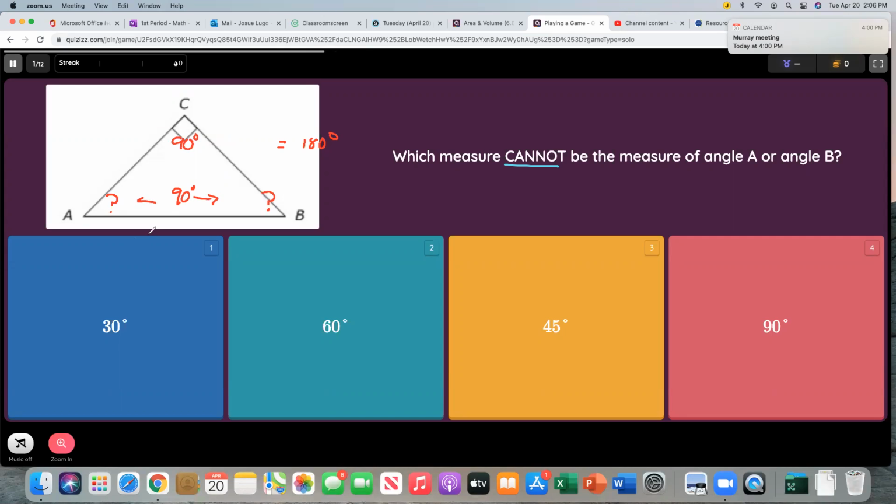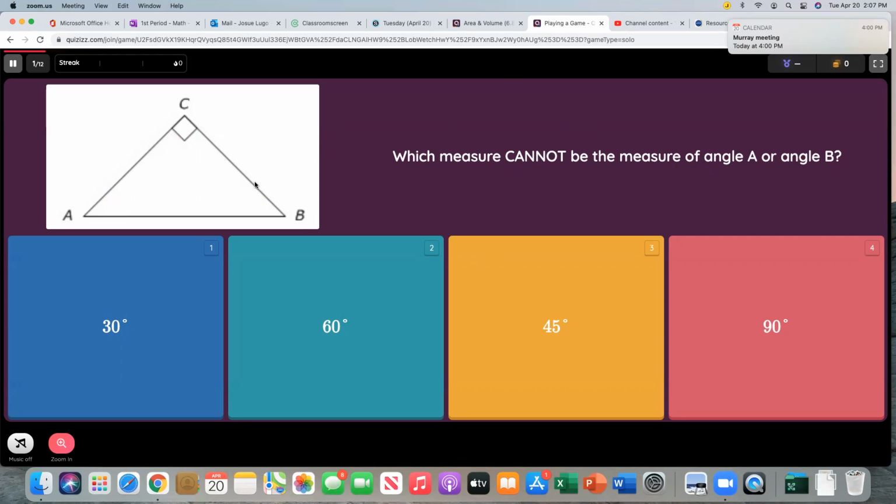Another way to think about it is, for example, if I pick A to be 30 degrees, well, 30 plus 90 is 120. That would leave 60 degrees over here because 30 plus 60 plus 90 would equal 180. So A can be 30 and A can be 60 because if one of them is 30, the other one will be 60. Now, what if I make this 45 degrees? 90 plus 45 is 135. 180 minus 135 would make this 45. So obviously this can be 45 degrees.